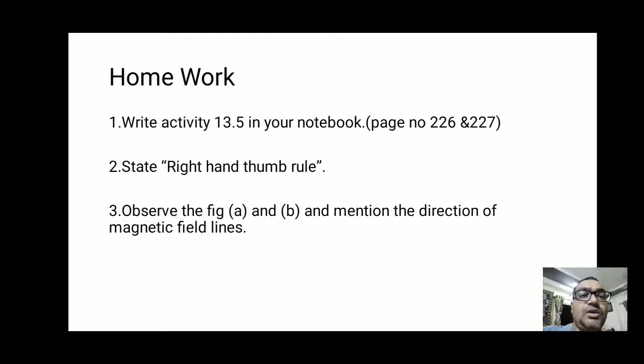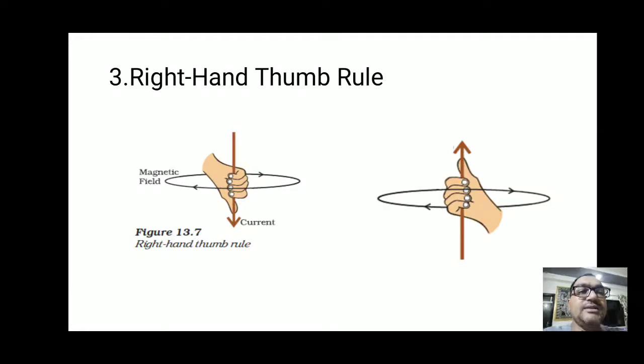Question number 3: observe figures A and B and mention the direction of magnetic field lines. In the next slide I am showing you that figure. Here you have to mention the magnetic field line direction. You can see it here: on the left hand side is figure A and on the right hand side is figure B. In that one you have to give the answer.